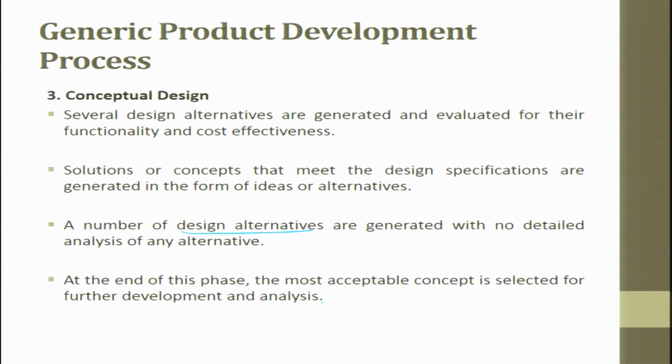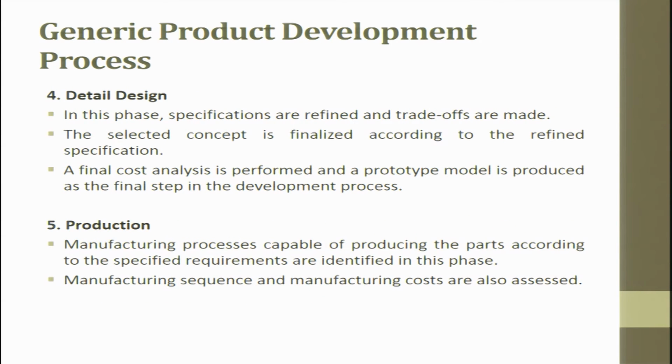and then based on the conceptual design whatever you have frozen, we start working on detailed design. So, you said there is a funnel, but what should be the dimension of the funnel? That you start giving in the detailed design. In this phase, the specifications are refined and trade-offs are made. So, here we also go back and forth with the conceptual design, saying that see this is not possible for us to make. So, then they change the conceptual design, then it comes back to detailed design, we start working on it. The selected concept is finalized according to the refined specification. A final cost analysis is performed and a prototype model is produced as a final step in the development process.